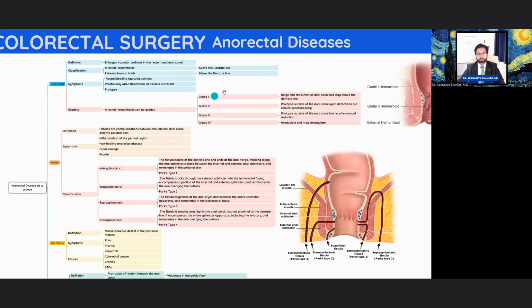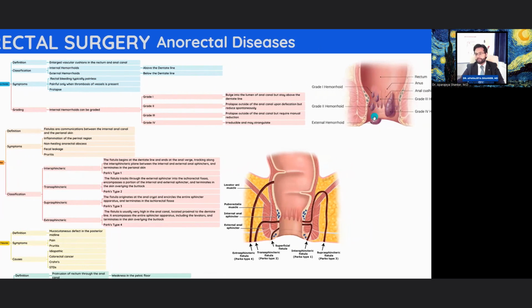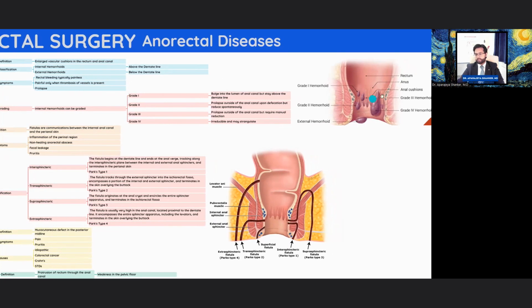Now, usually we use the dentate line or the pectinate line to delineate where the hemorrhoid is. So internal hemorrhoids are of grades 1, 2, 3 and 4, right? External hemorrhoids are those that are outside of the anal verge itself. Now, if a hemorrhoid is entirely internal and doesn't protrude out, it's a grade 1 hemorrhoid. Grade 2 hemorrhoids are those that come out of the anal canal upon defecation, but they reduce spontaneously. That means they go back inside, right?